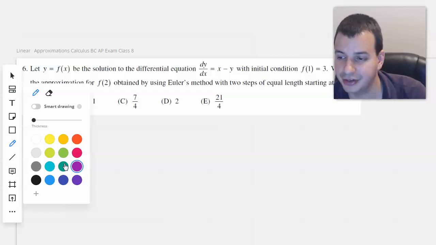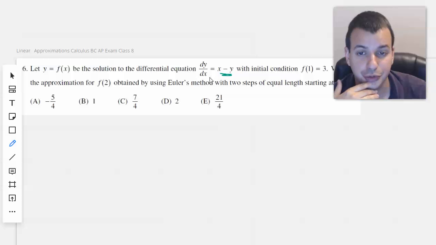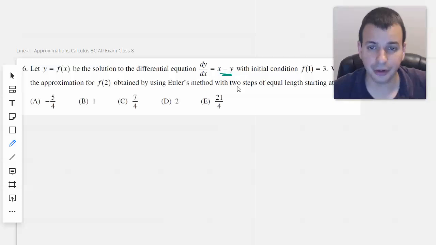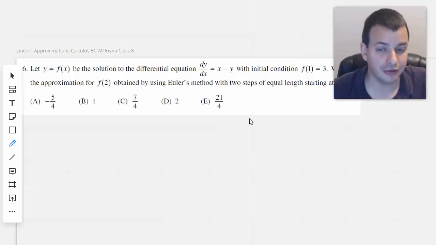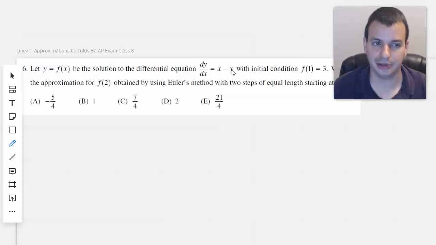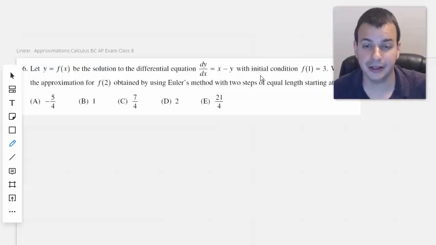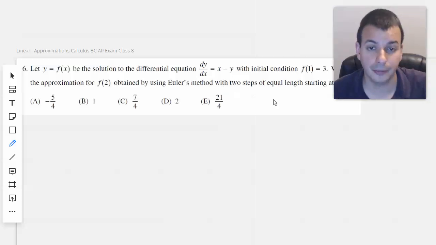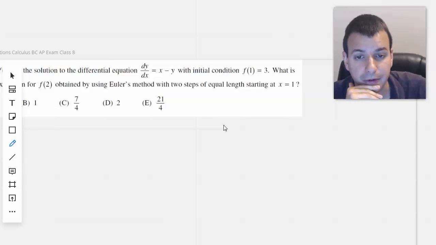And this is more like the sort of problem you'd actually encounter in real life, where you have both an x and a y as part of the dy/dx. Later in life, we'll find out having both the x and y there makes it much more difficult to take the integral, and therefore using Euler's method to approximate this would be more reasonable. With initial condition f of 1 equals 3.